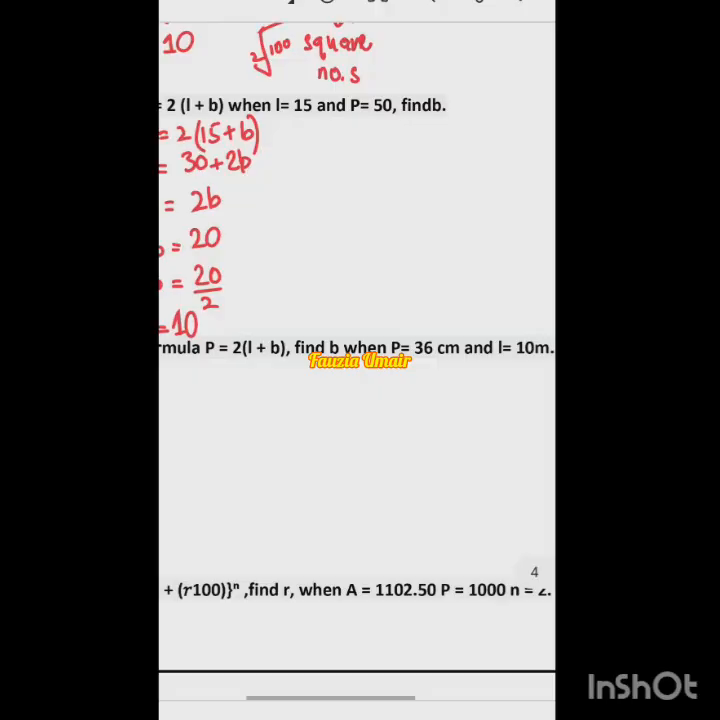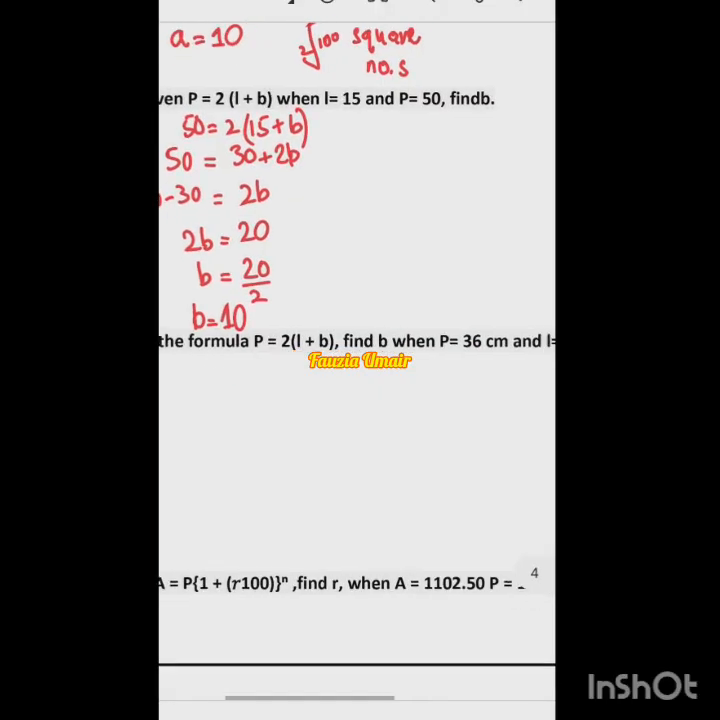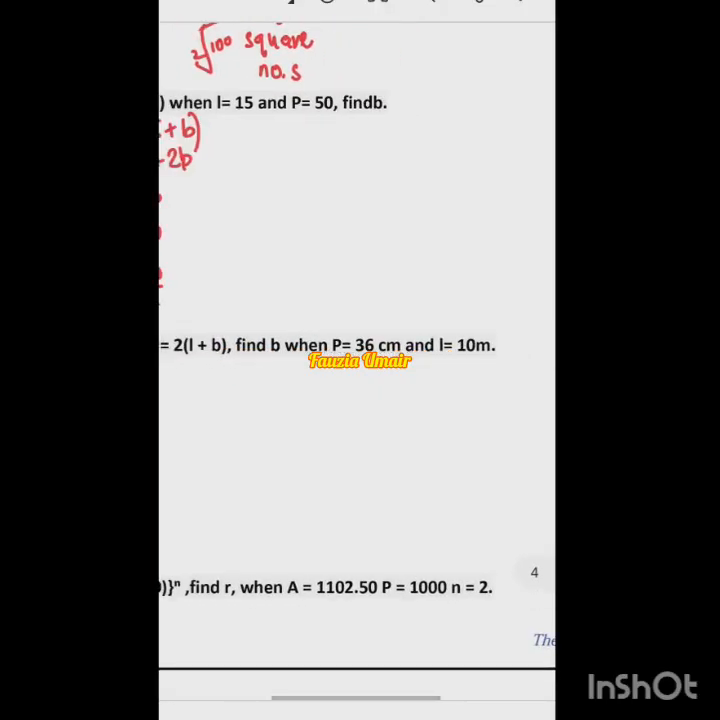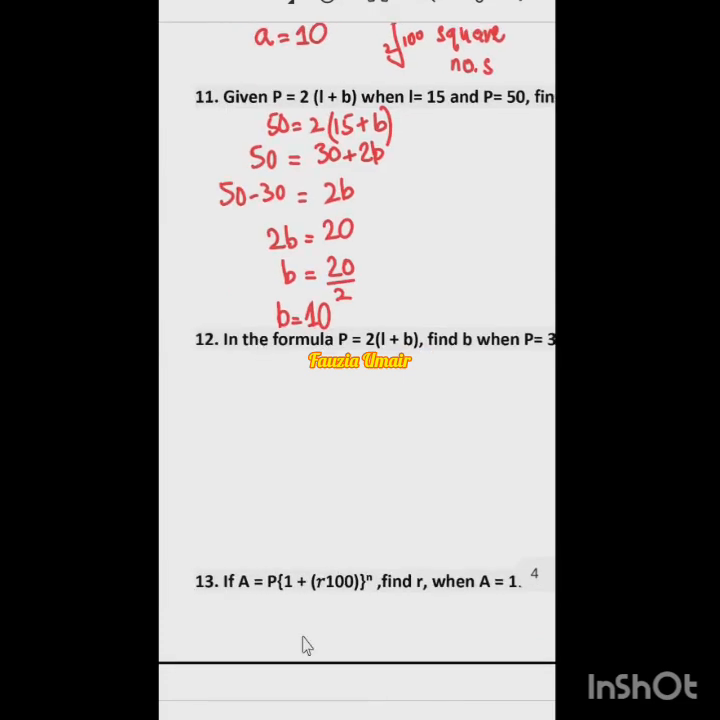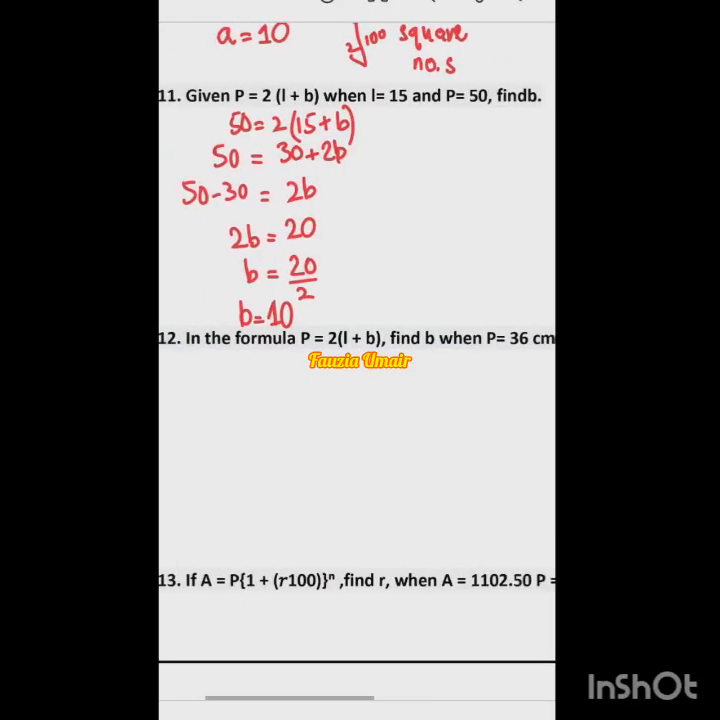So again the same formula. This time we need to again find B when P is equal to 36 and L is equal to 10. So we will put these values. 36 is equal to 2 into 10 plus B. So now what to do? How to solve? We will first expand the bracket. 20 plus 2b.